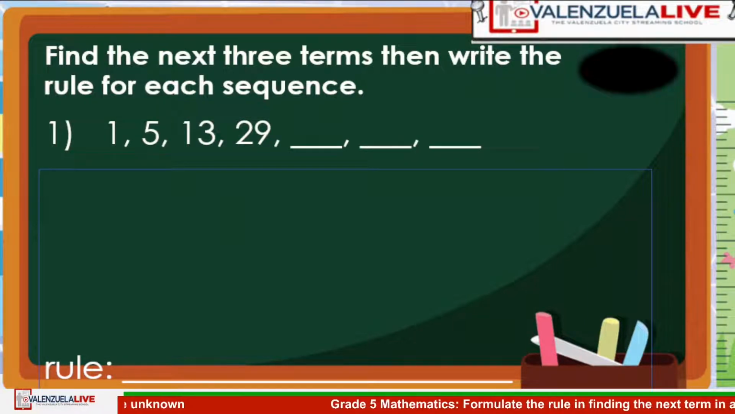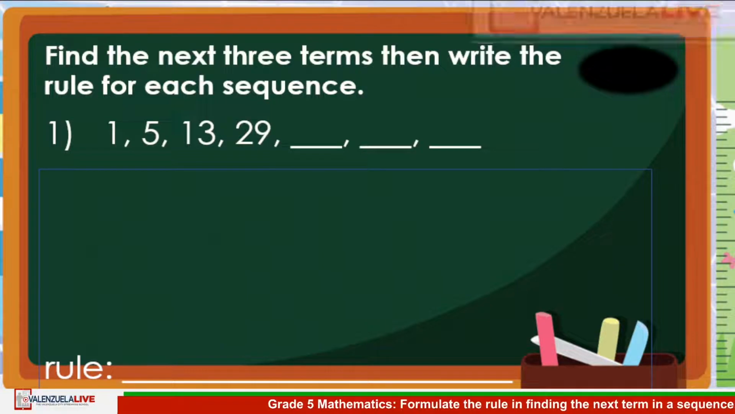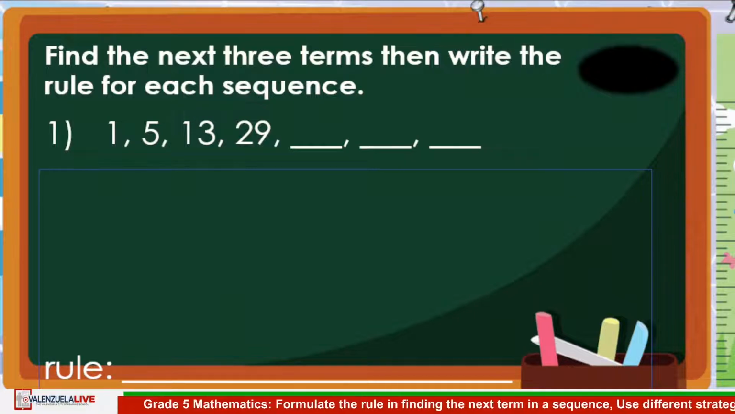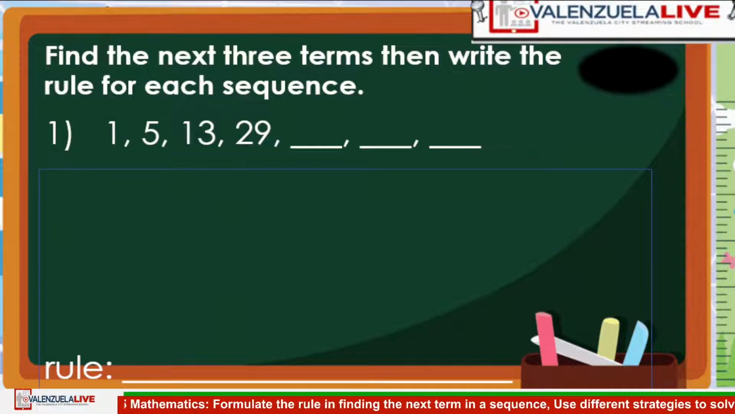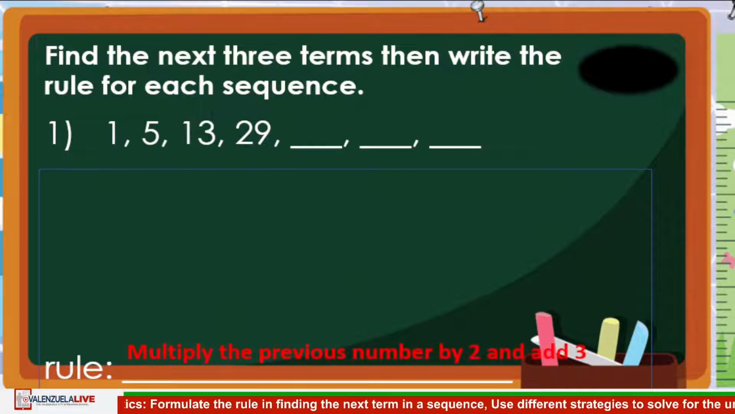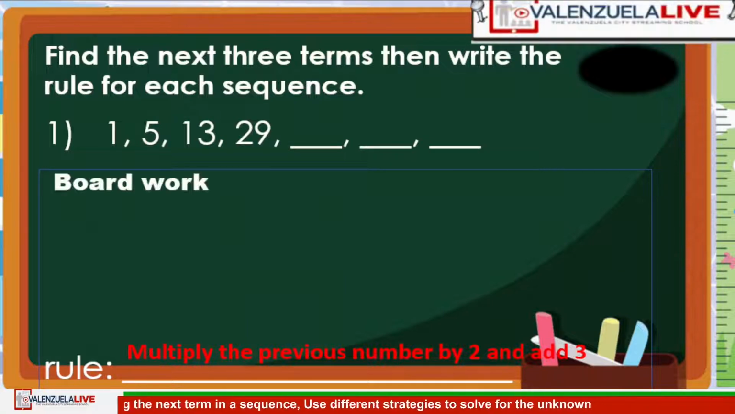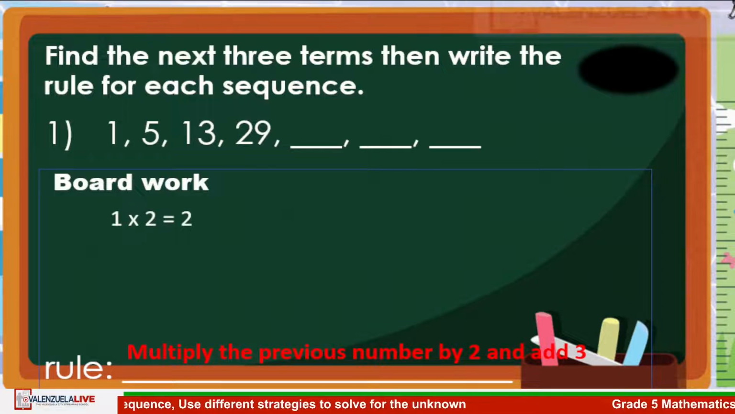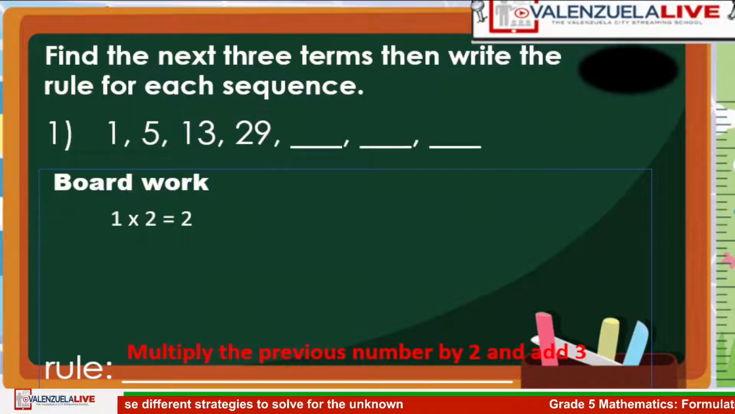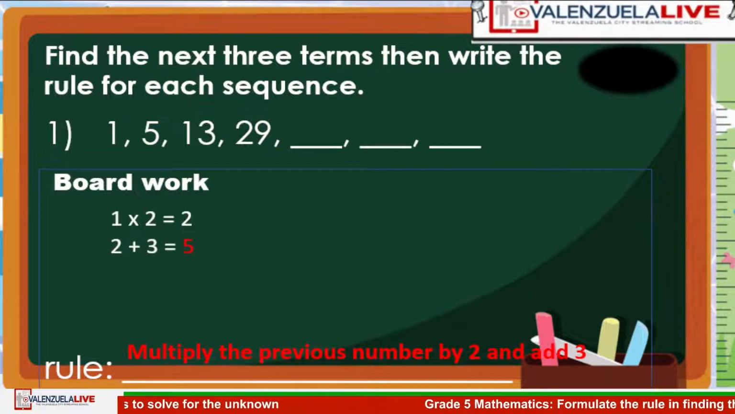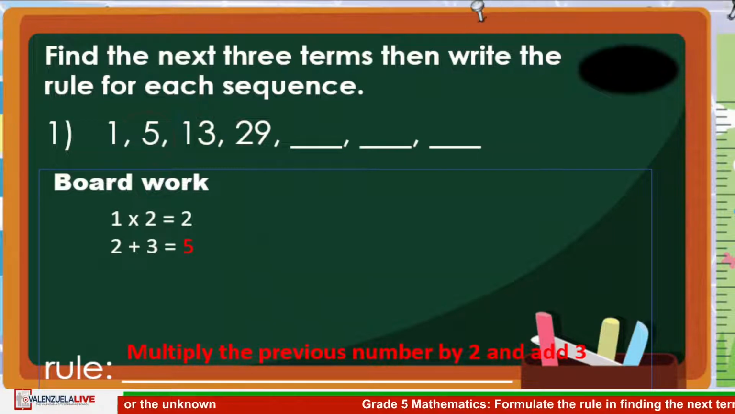All right, time is up. So what will be the rule? Let's see if you get the correct answer. If you study it closely, you have to multiply the previous number by 2 and add 3. So let's do this. For our solution, we have 1 times 2 is equal to 2. Then we have to add 3. 2 plus 3 is equal to 5 to get the next term.